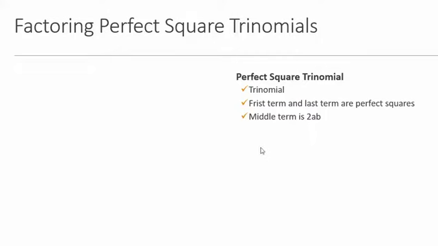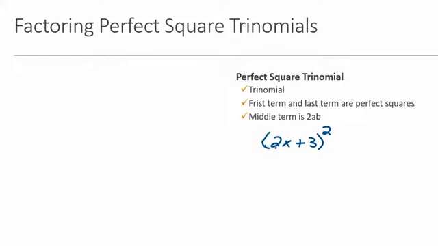In this video, we're going to look at factoring something called a perfect square trinomial. In order to understand what a perfect square trinomial looks like, I think a good place to start would be to go back to multiplying, because remember, factoring is undoing multiplication.